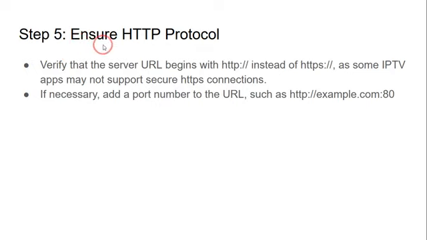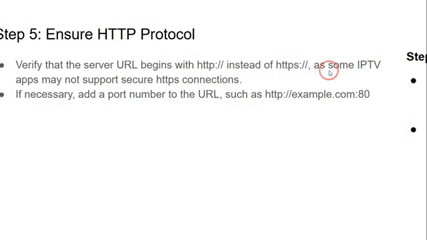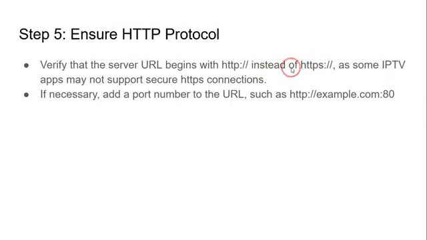Over here, you need to ensure the HTTP protocol. Verify that the server URL begins with this instead of this. You can see that over here we have HTTP. You just need to make sure that you are using HTTP instead of HTTPS, because some IPTV apps may not support a secure HTTPS connection. HTTPS is basically a secure connection, but some IPTVs don't actually support this.